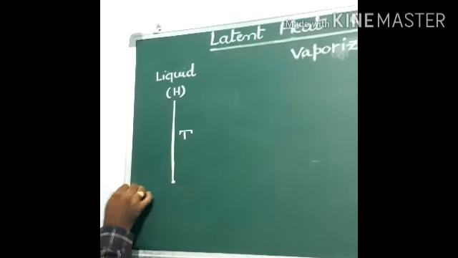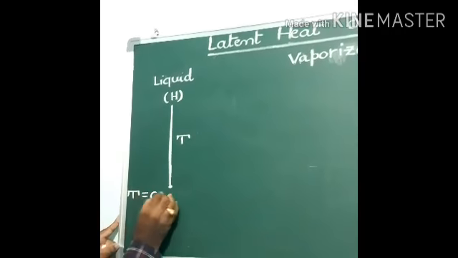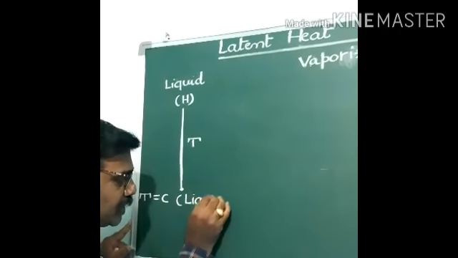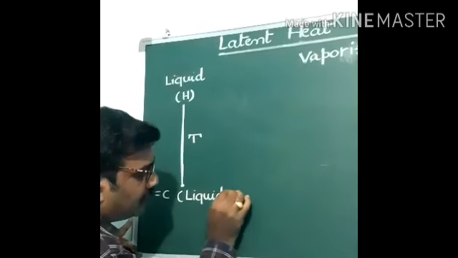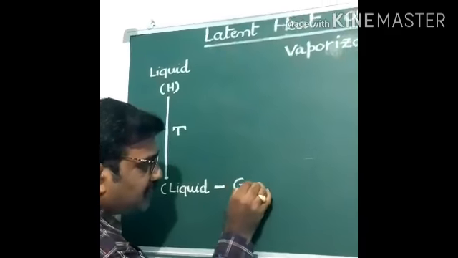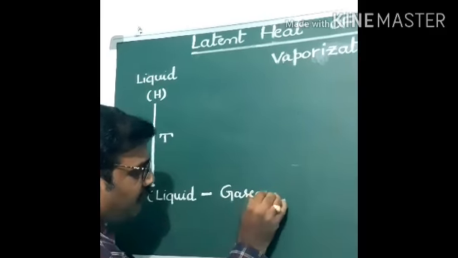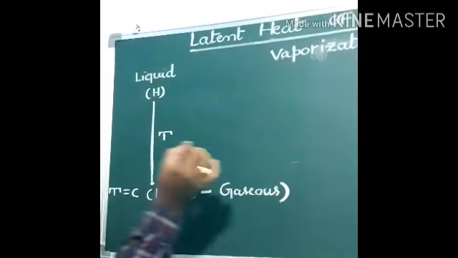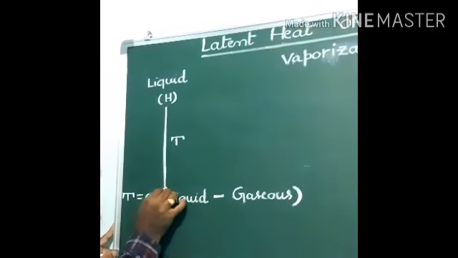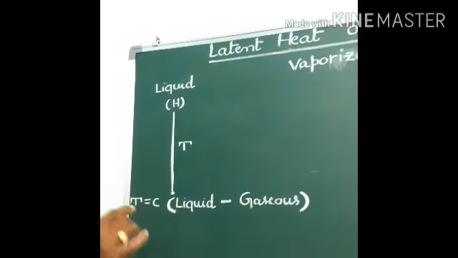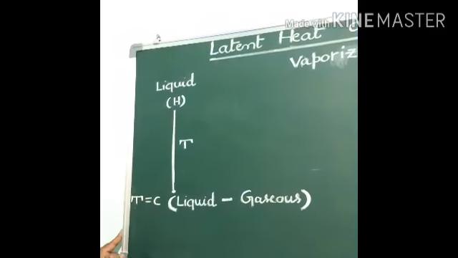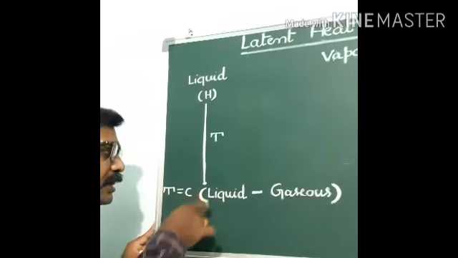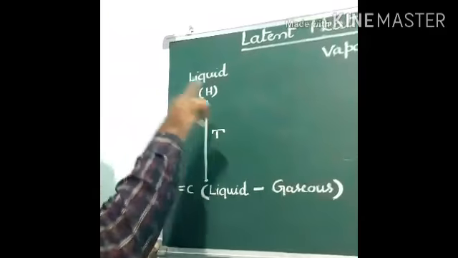Temperature is constant. Here the liquid state of particles converts into the gaseous state of particles. Of course, the force of attraction between particles is less than the applied heat. That means applying heat dominates the force of attraction between inside particles. Then only conversion of state occurs, liquid to gases.